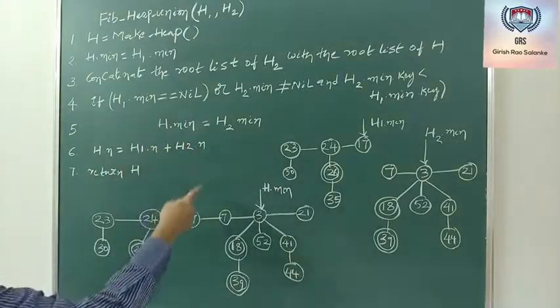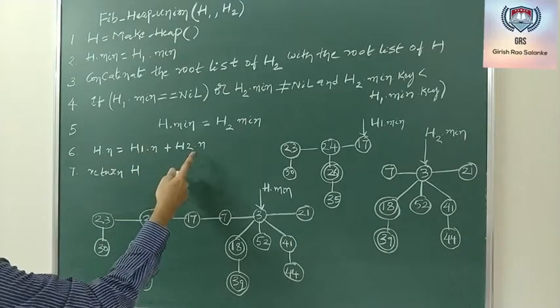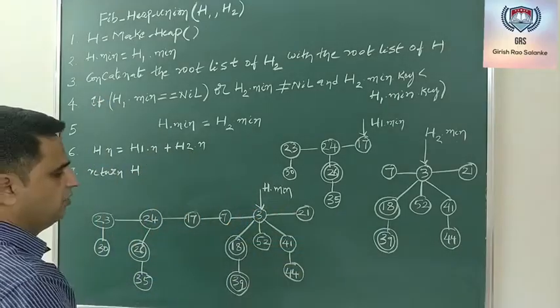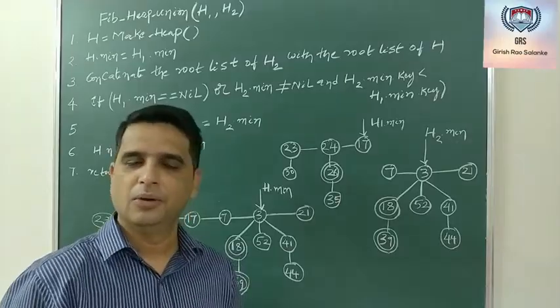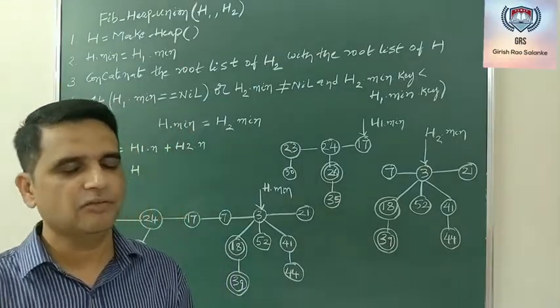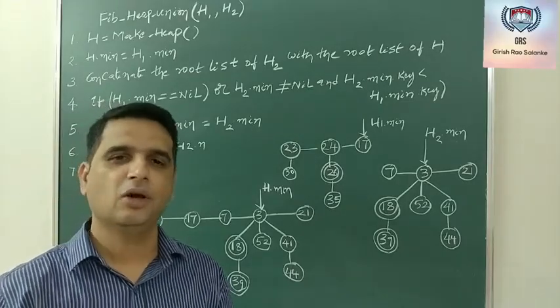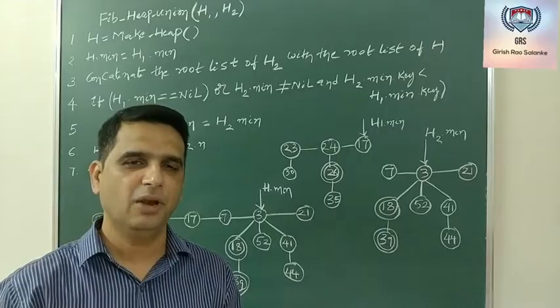Now update the number of nodes. H dot n is equal to h1 dot n plus h2 dot n. And finally you return this Fibonacci heap h. Hope this was clear. This was about how to perform a union operation in case of 2 Fibonacci heap. Now we'll go for the next operation. The next operation name is the extract min operation.